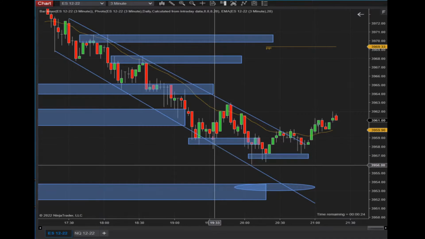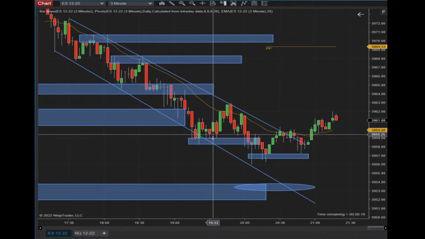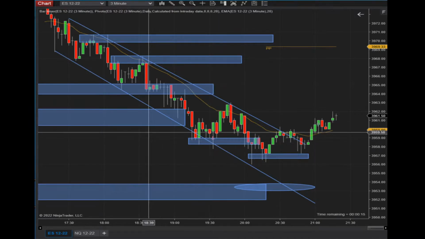We thought this thing was going to push through. The way that it had approached this area right here, thought for sure it's going to break through it. It just didn't have the conviction. So it was a bad trade and that happens.